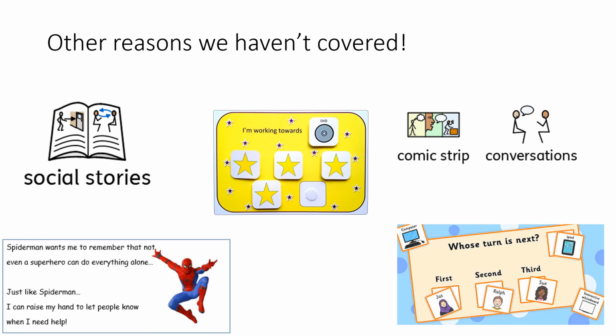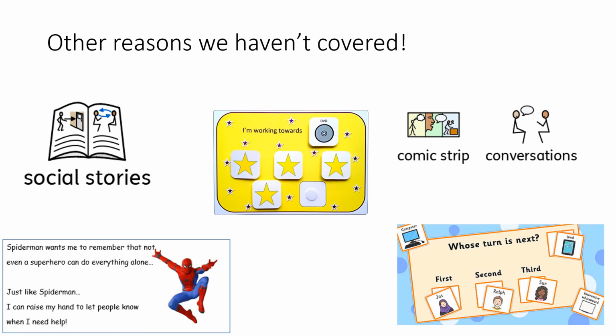And here are some other reasons that we haven't covered today. As I say, this wasn't an exhaustive list. It was just an example. It was just something to give you some inspiration to take away. But other examples of visual support may be comic strip conversations and social stories. In the bottom left-hand corner there, you can see Spider-Man, and that's a power card. It's a power card strategy, which again can be useful with some of our children. It can be helpful to present reward structures visually. And down in the bottom right-hand corner is an example of a turn-taking board.